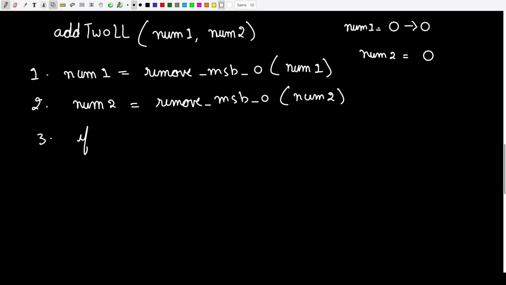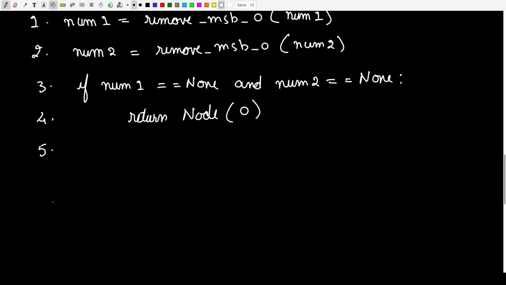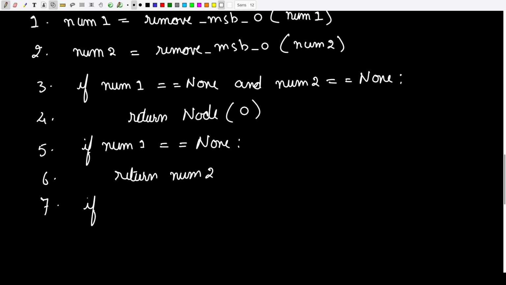So in the case where num1 and num2 both become empty, in such cases we realize that the sum would be 0. So that is what we are going to return. So we are going to return a linked list which contains just one node, and that node information is 0. So this is how we are going to return it. Otherwise, it might be possible that linked list 1 becomes empty and linked list 2 remains as it is. So if linked list 1 is empty, in such case we can return linked list 2. Similarly, for the cases where linked list 2 becomes empty, we can return linked list 1.